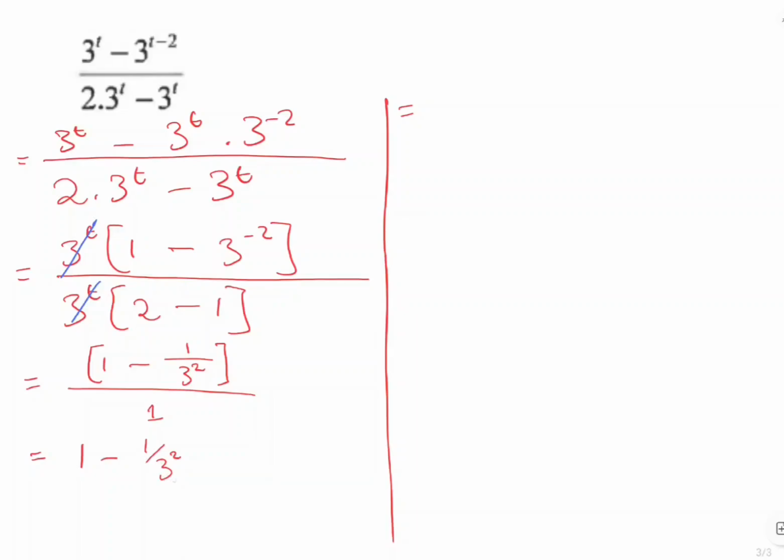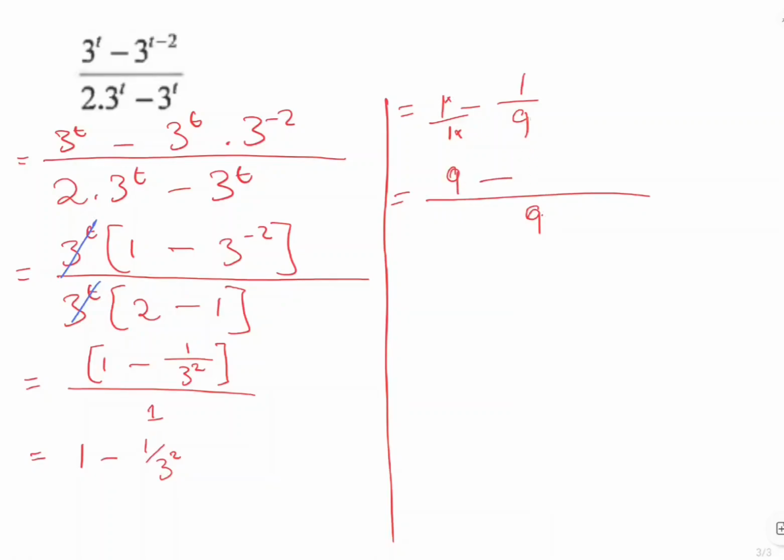If we change 3 to the exponent 2 into an integer, we get 1 over 9, because we know that 3 squared is 9. Then we have a difference of two numbers, a fraction and a whole number, so we need a common denominator. If we represent 1 as 1 over 1, how many times does 1 go into 9? 9 times. Then 9 times 1 gives us 9.